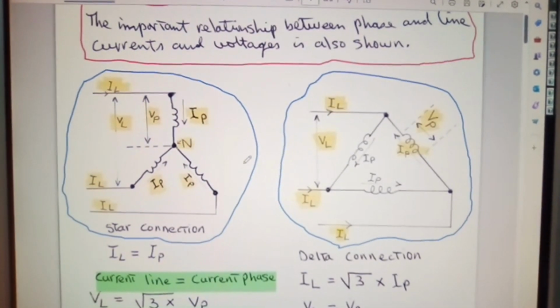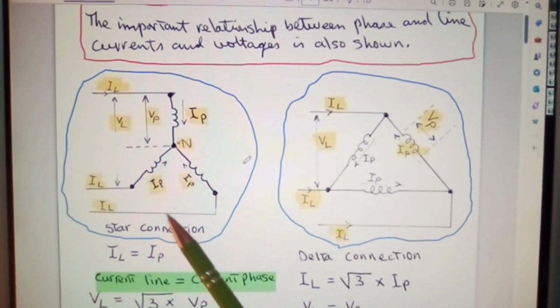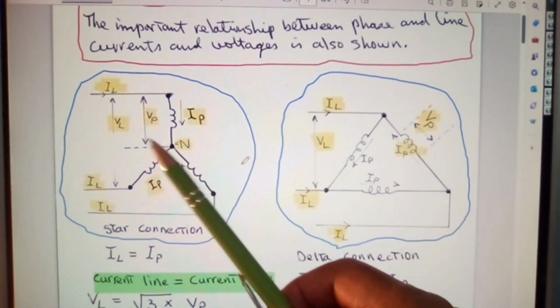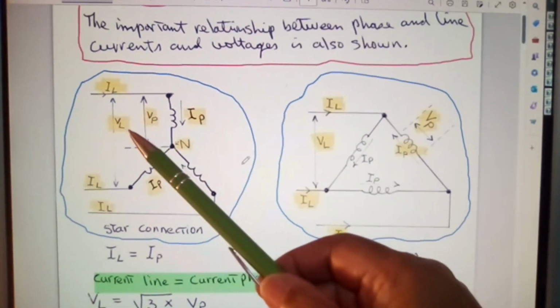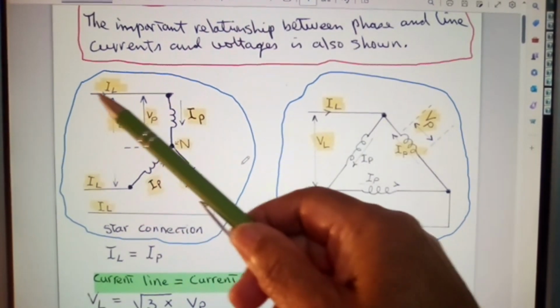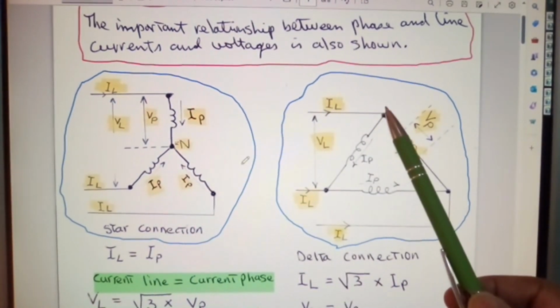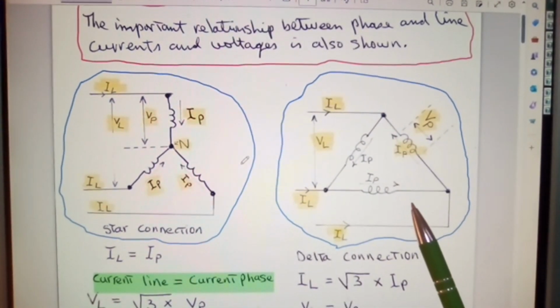Now here we have our star connection, with star point, our current phase, voltage line, current line, etc. And here we have our delta connection, and you'll notice there's no star point in regards to the delta connection.